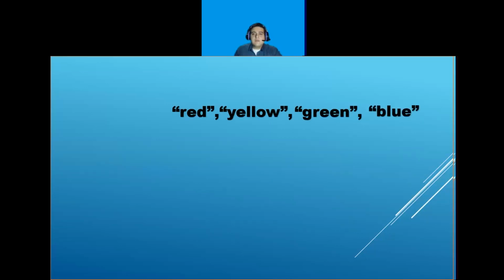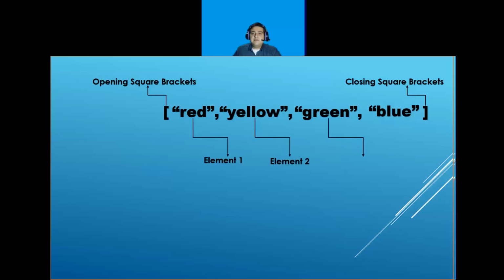Let's say we have item 1 which is red, item 2 which is yellow, item 3 which is green, item 4 which is blue. Now if I want these items to be used as a list in Python, I have to enclose them within square brackets. So these are the square brackets. These items inside the square brackets are now elements of this list. So red is element 1, yellow is element 2, green is element 3, blue is element 4.